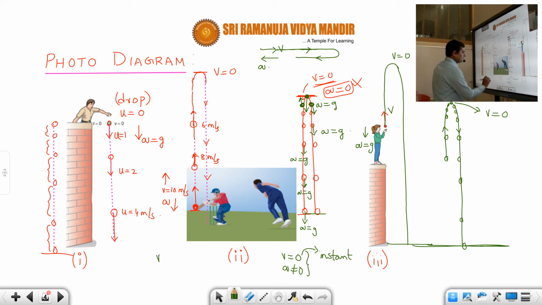Okay, there may be a case where when velocity is 0, acceleration is 0. Correct or not students? Then we say the body is at rest. But here v equal to 0 is at an instant, and at that point acceleration is not 0. And what is the example? When a ball is thrown vertically upwards, at the highest point its speed is 0, but acceleration is not 0. Okay students, I hope you understood this one. So this is called the photo diagram, very important.